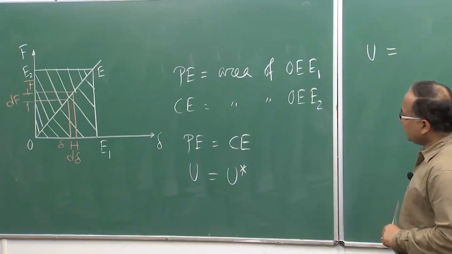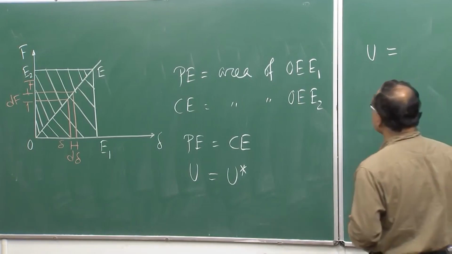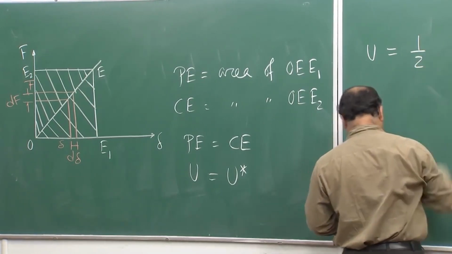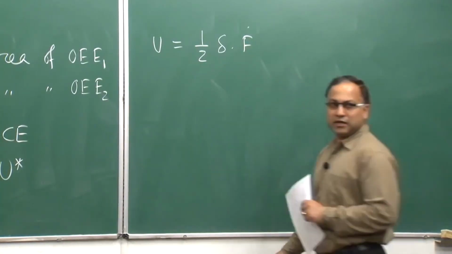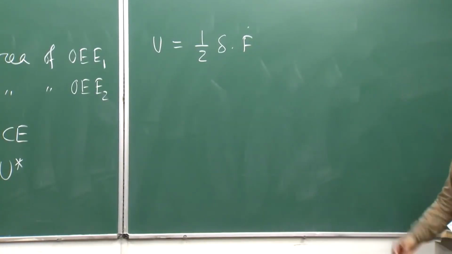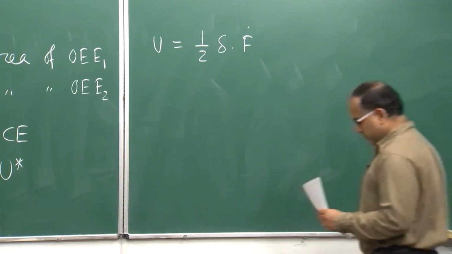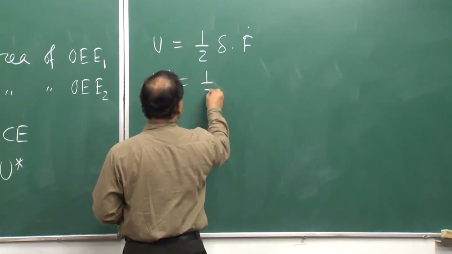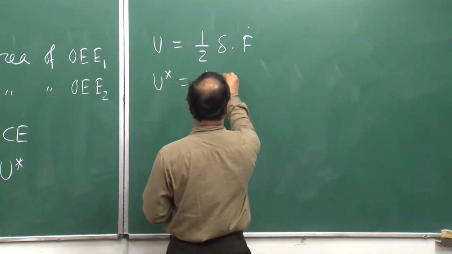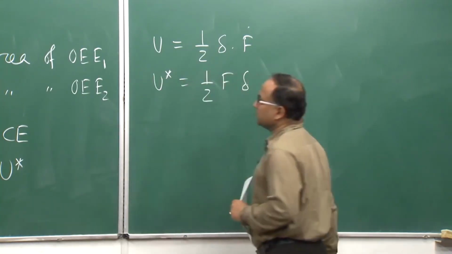Now, from this figure we can write U, that is the potential energy, as half into delta into F. Can I write that? That is the area of the triangle OEE1. Similarly, U star can be written as half into F delta.